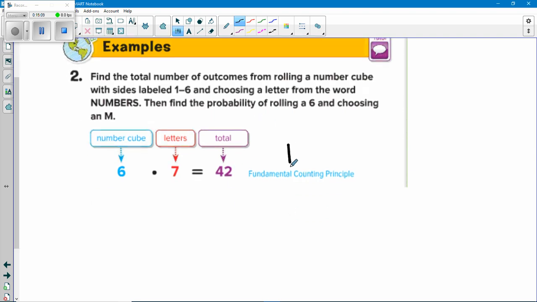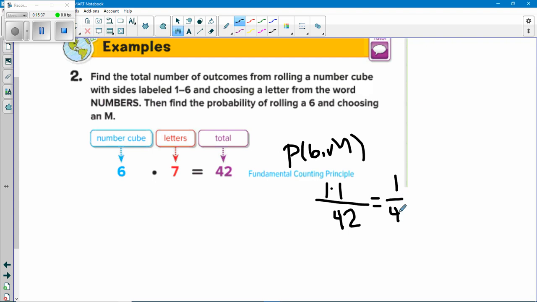Now, we want to know what's the probability of rolling a 6 and picking an M. Well, we know it's going to be out of 42. How many ways can you roll a 6 on a die? One die, one way. If you reached in a bag with these 7 letters in there, how many ways could you pick out the letter M? Well, that'd be one way. So 1 times 1 is 1. So the probability is 1 out of 42, which is about 2.5%. So it's very unlikely it'll happen.